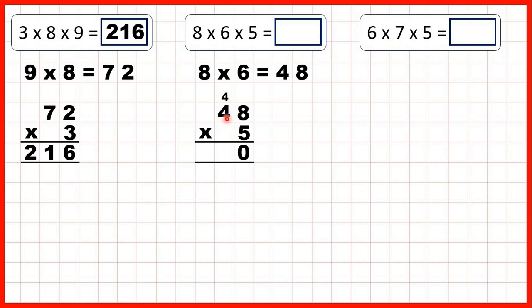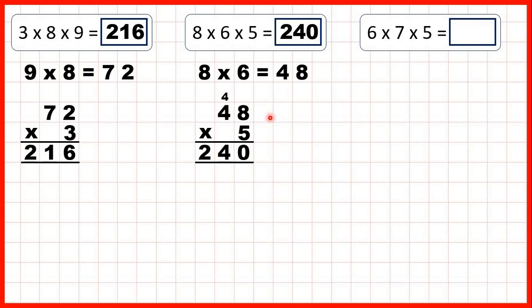Now we can multiply our tens digit, and 4 times 5 is 20, but we need to add the 4 that's on top. So 4 times 5 is 20, plus 4 is 24, and we don't have any more digits to multiply, so we can just write 24 in our answer line. So that means that 8 times 6 times 5 is 240.